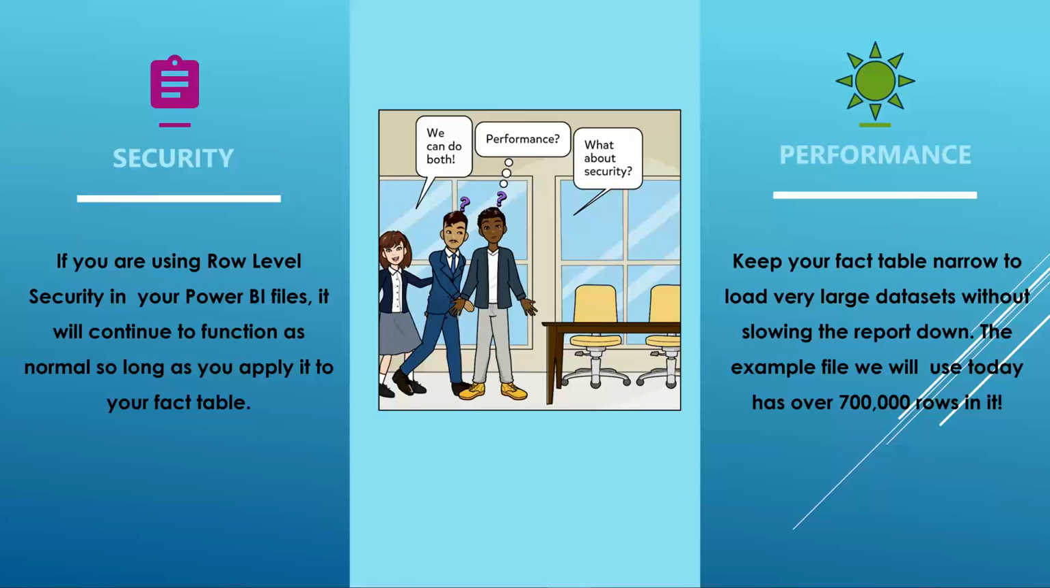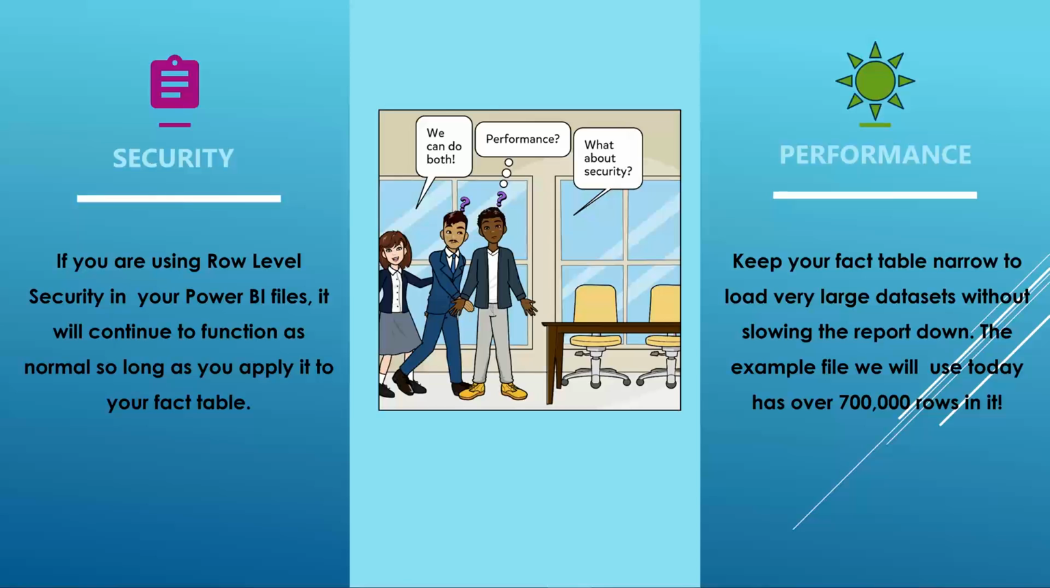Security. If you're using row level security, you can still use it this way. It's the same as any other file. You're just basically combining 2 files. You'll get a privacy warning, which you have to accept, but you can still keep your row level security on your fact table. So that shouldn't be any issue.